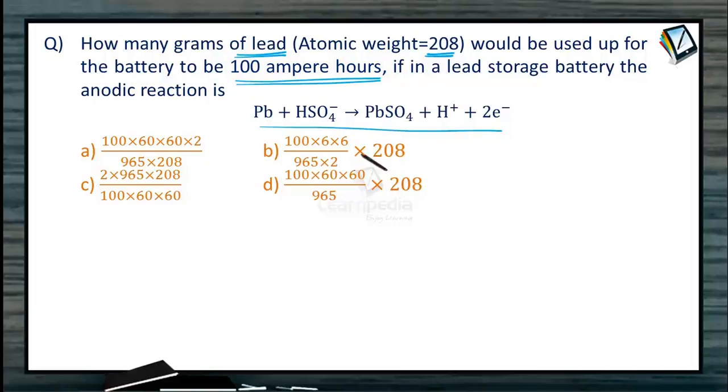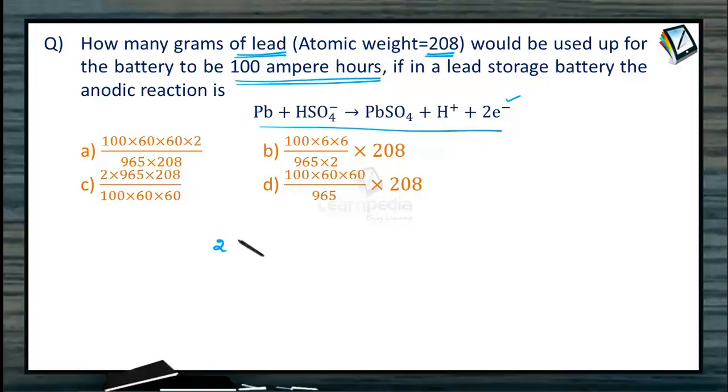From this equation, what we can understand is that for every 2 electrons produced at the anode, 1 atom of lead is used. So for 2 Faradays of electricity to be generated, that is 2 into 96,500 coulombs, 1 gram atomic weight of lead, that is 208 grams of lead, is to be used. So this is what is to be understood from the equation given.